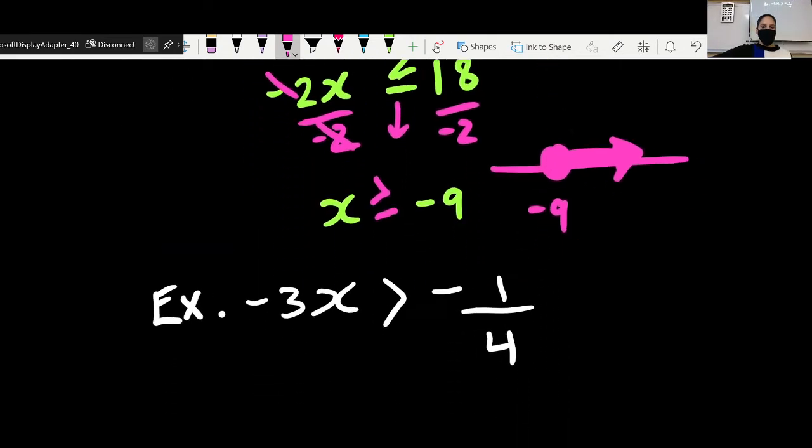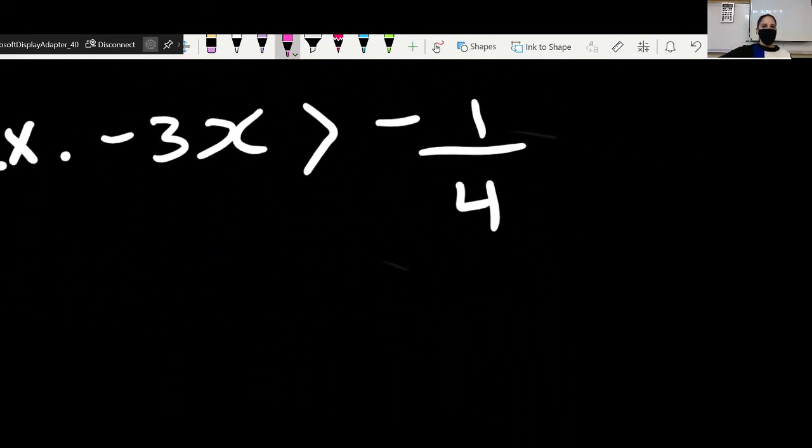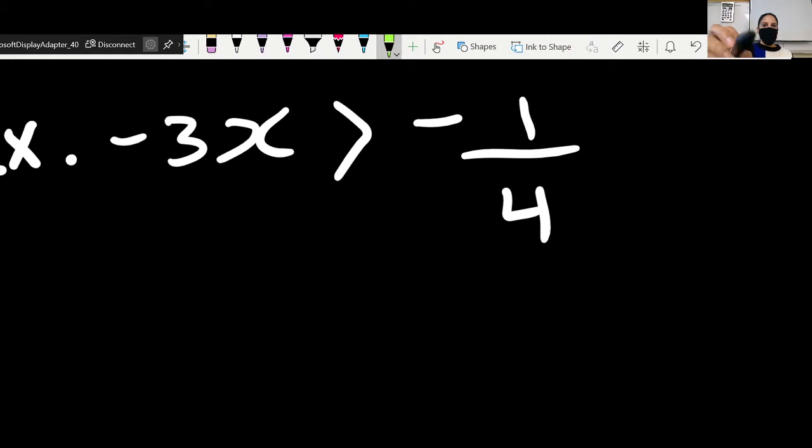Okay, let's go through this one. Ooh, this is why I've gone through it. It's a little bit ugly, the way that we have to deal with this. What do we need to do to get x by itself?